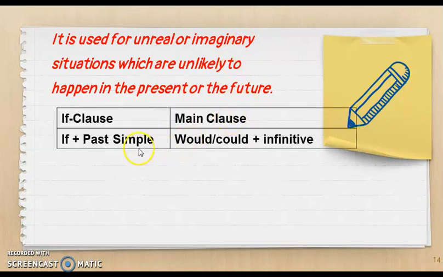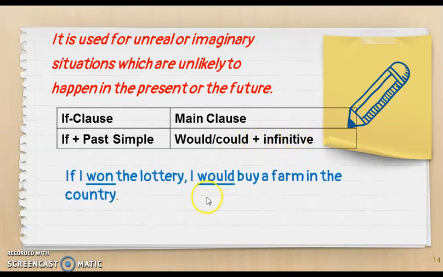The sentence structure: if clause takes on past simple, main clause takes on would, could, plus infinitive. Infinitive means the base form of the word. If I won the lottery, I would buy a farm in the country. If I won is a past tense, past simple, and the main clause has would or could, buy a farm in the country. This type of sentence, we call it second conditional, because it is unreal, it is imaginary.